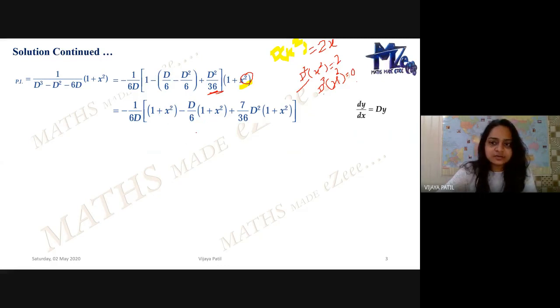After this, we have to use this one. Dy by dx is equal to dy. That means the differentiation we have to find out. So 1 plus x square will remain as it is. What about this d of 1 plus x square? Differentiation of 1 will give you 0. Differentiation of x square will give you 2x. So 2x upon 6 will give me x by 3, right? This 1 plus x square is as it is.